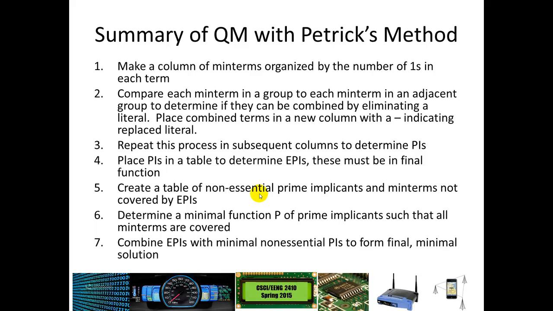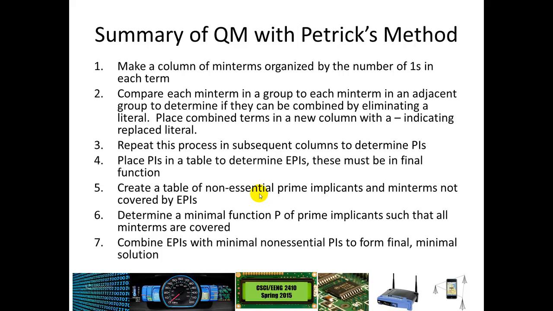Then you want to compare the adjacent groups. So compare your 0-1 group to your 1-1 group, compare your 1-1 group to your 2-1 group, etc., and look at what can be combined. You're going to place a dash in the one differing bit. All the other bits should be carried over. You're going to keep repeating that process column by column until you've determined your prime implicants. You'll figure that out once you get to a column where no more terms can be combined. That's when you know you're done there.